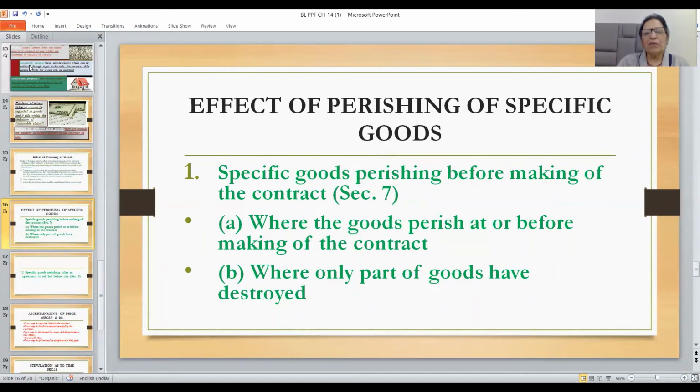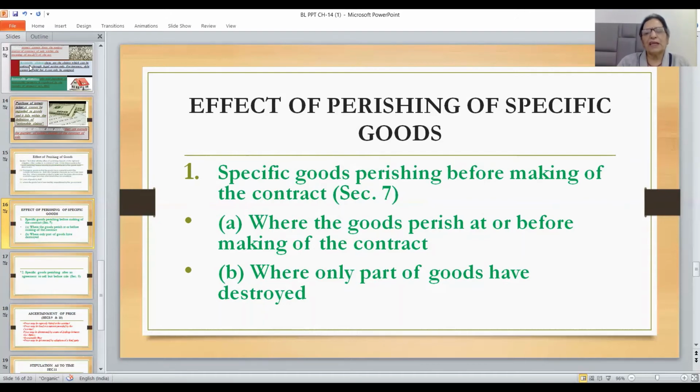Where only part of the goods have been destroyed. So what will happen, friends, if part of the goods are in good condition and other goods have partially been destroyed? Then, friends, is the buyer bound to accept the goods which are in good condition or not?